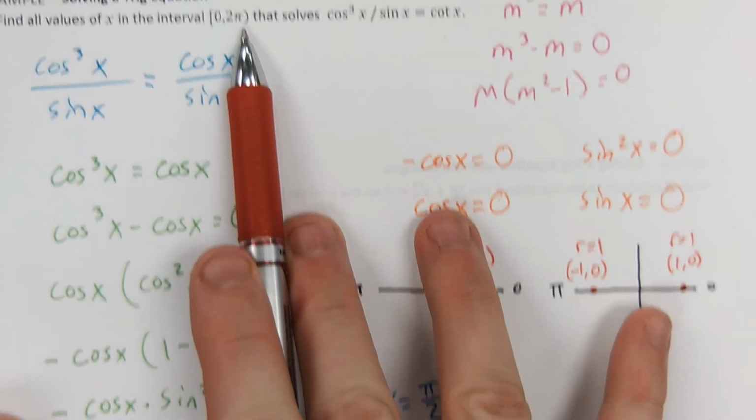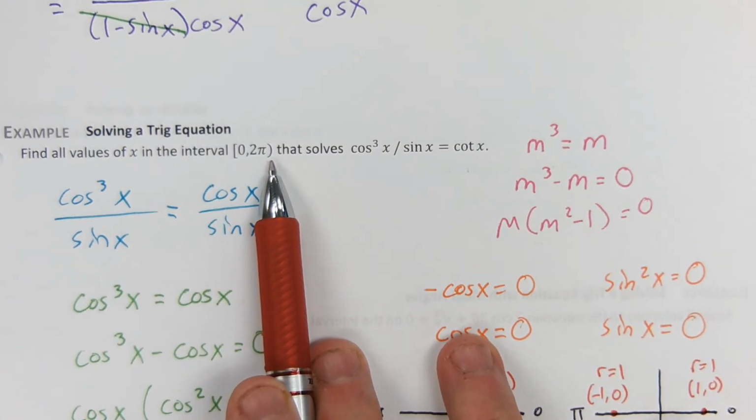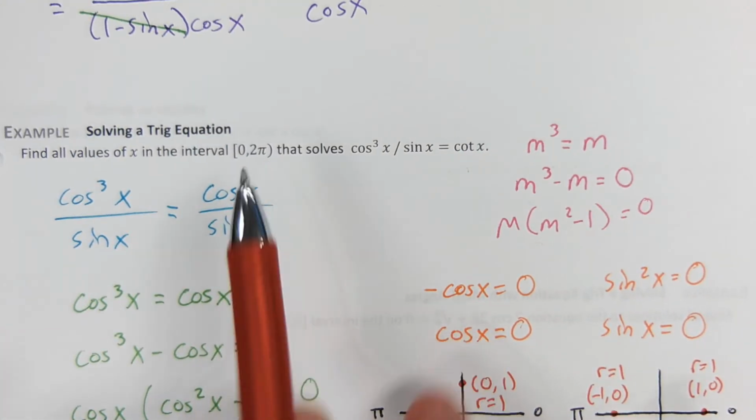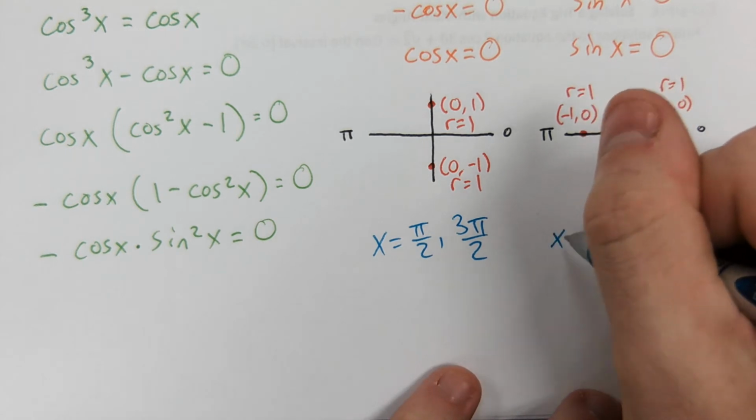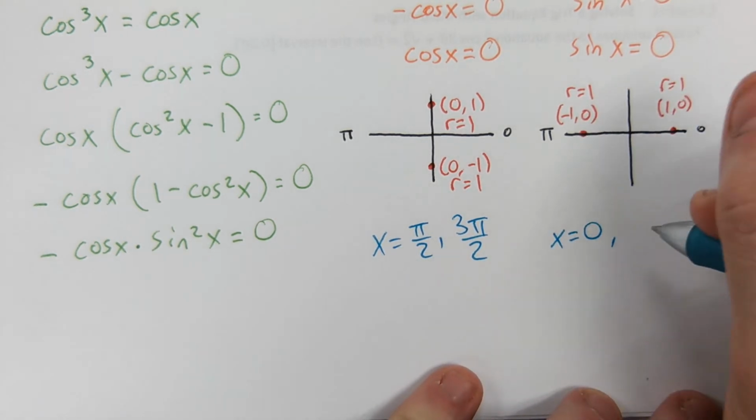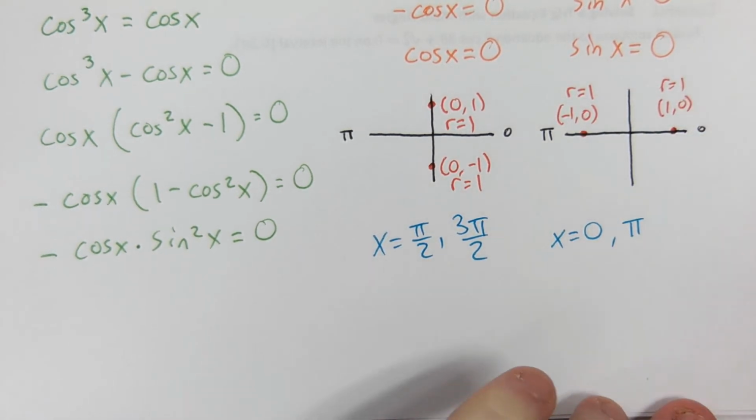We cannot include 2 pi because it doesn't have a bracket on it. See, it's parentheses. So our two answers then in the first 2 pi are x equals 0 and x equals pi. So it would appear as though we have 4 answers. But I'm going to go ahead and tell you, there's only 2 answers.